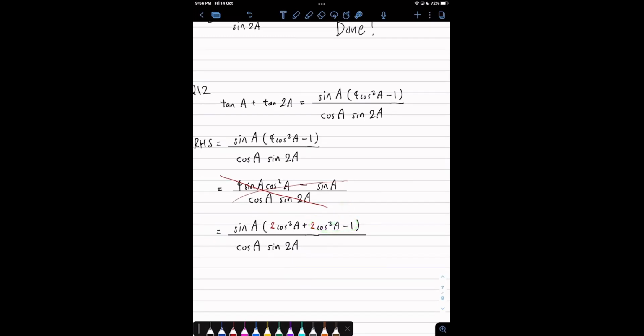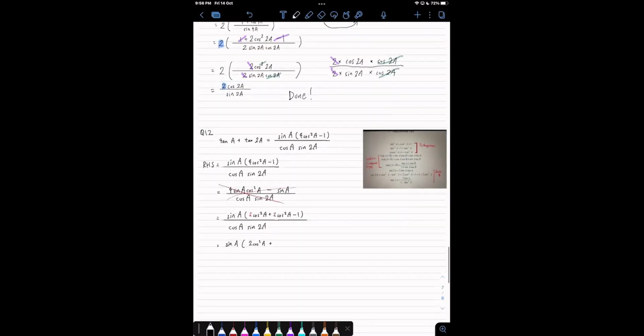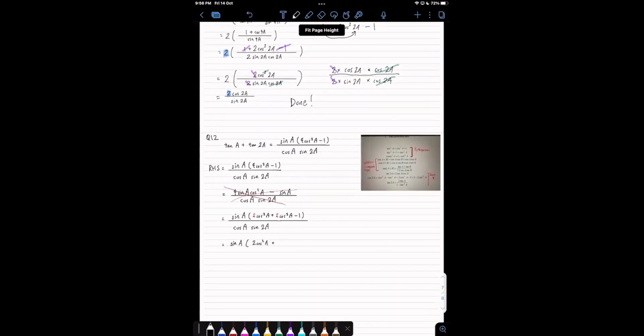Why do I know I want cosine 2A? It's because of the tangent 2A here. I want double angles. Right? Is that fair enough? Yes. Okay, good. Then just substitute in 2 cos square A, leave it alone first. But 2 cos square A minus 1, if you recall the identity, it's really just cosine 2A. Close the bracket, all divided by cosine A sine 2A.